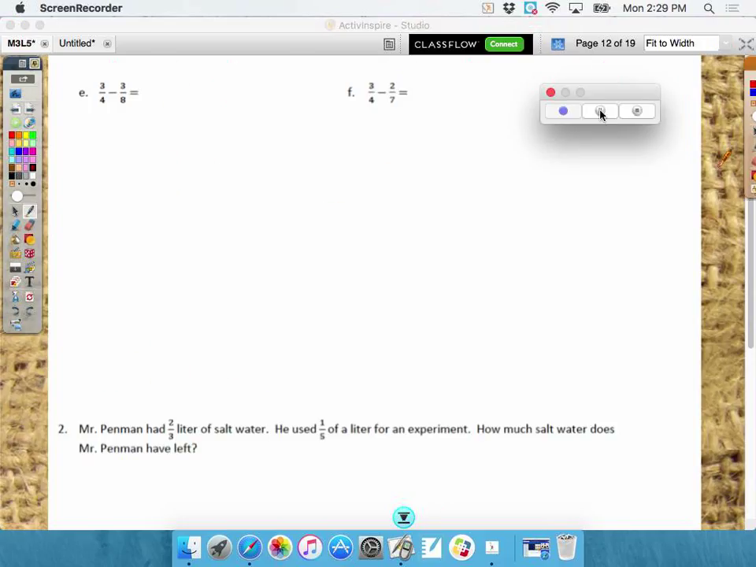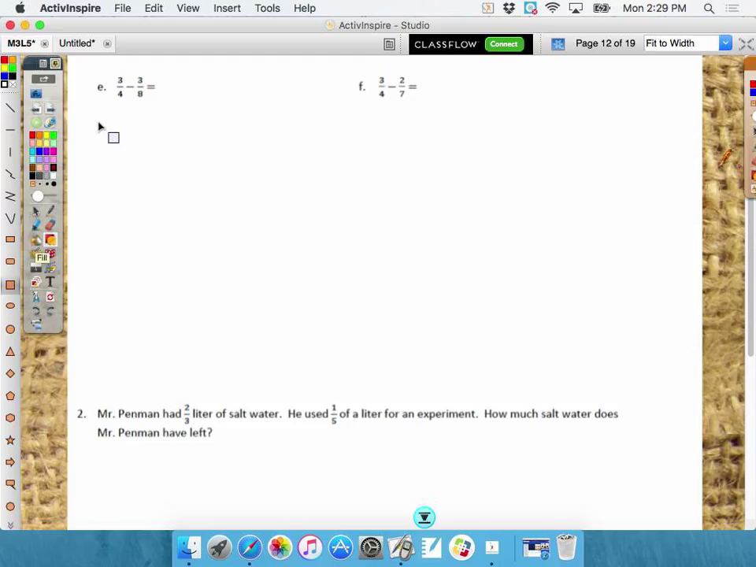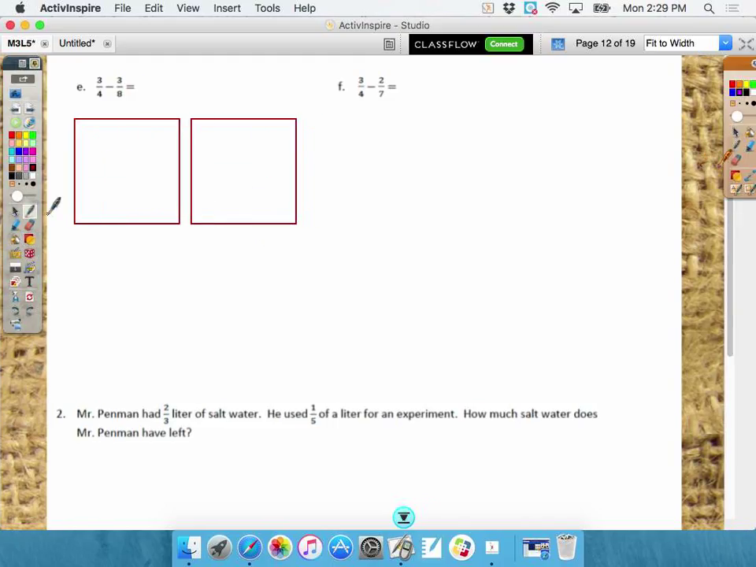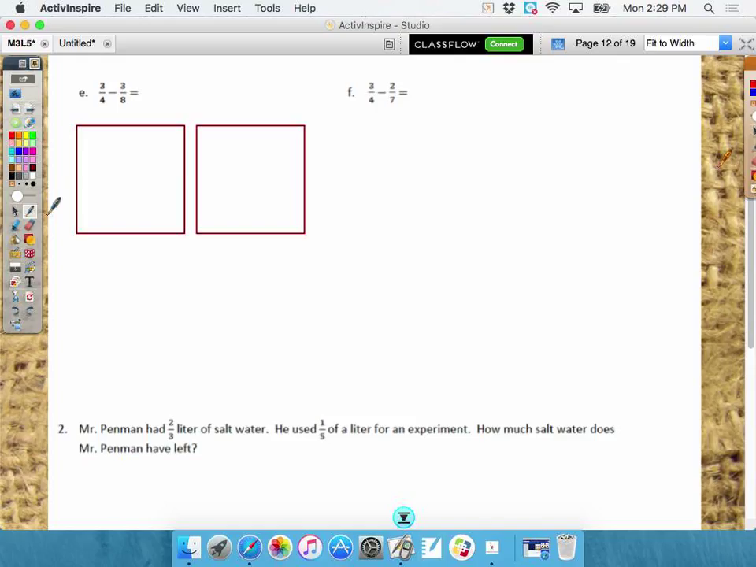Okay, let's take a look at E. On E, would you please go step by step with me on this problem? Do you have your area models drawn, ready to go? So the first area model I will divide into fourths and shade 3 of them.